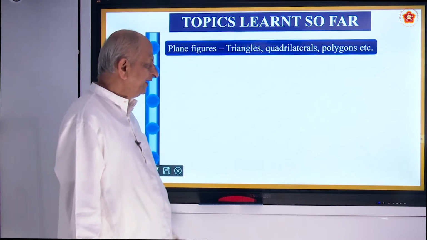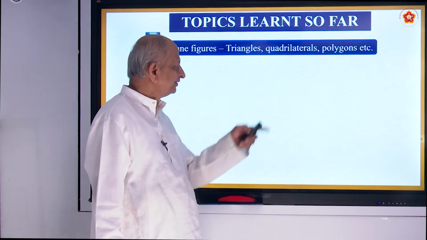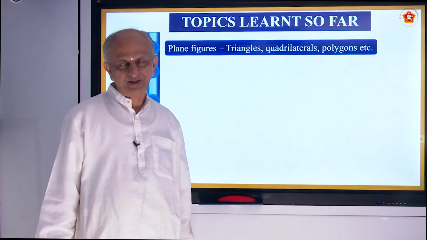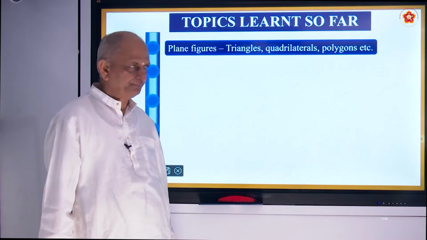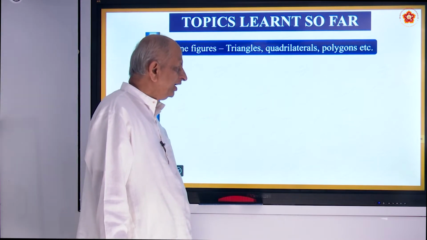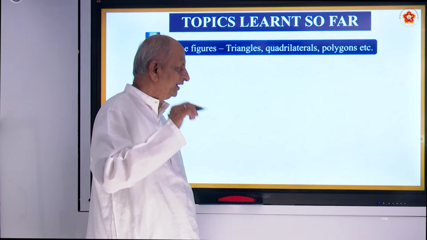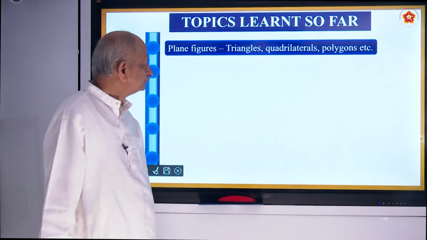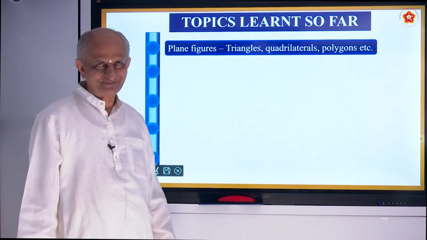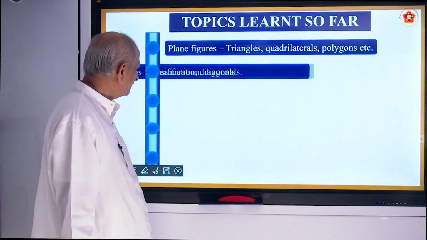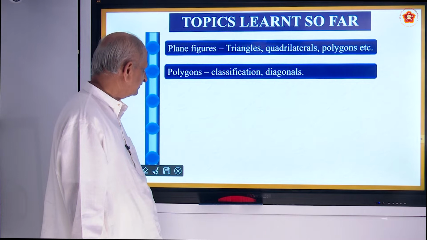But solids are three-dimensional. Plane figures are two-dimensional, with length and breadth, or in the case of a circle, a radius. Solids have length, breadth, and height. So these are some examples of plane figures that we already saw in the last class.